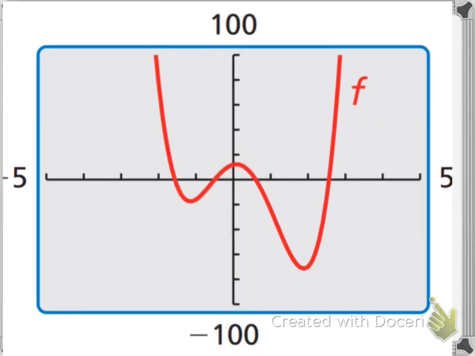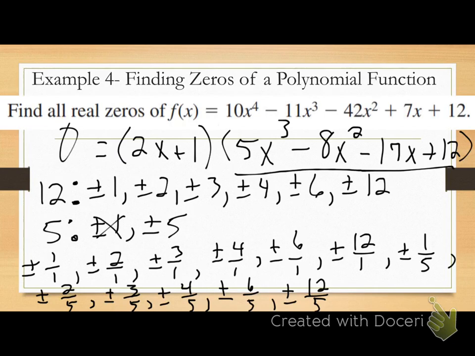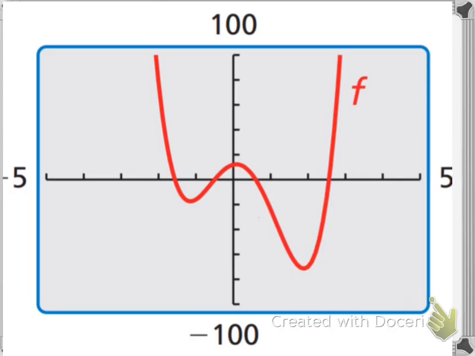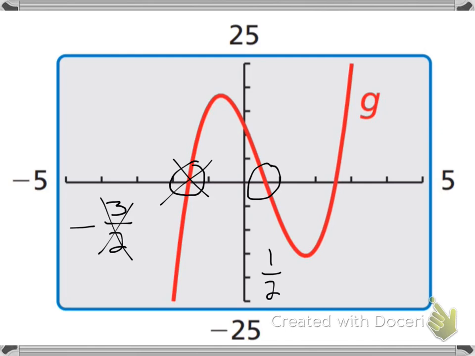Positive 1/2. Is 1/2 on my list of possible values? No. Is there anything that looks close to being positive 1/2? 2/5 and 3/5, right? Okay, so we might be onto something here. Let's go look at this graph again. Does this look like it would be closer to 2/5 or closer to 3/5? Does it look like it's a little less than half or a little more than half? 3/5, right? I'd say it's a little more than half, halfway between 0 and 1. So let's test 3/5 out.